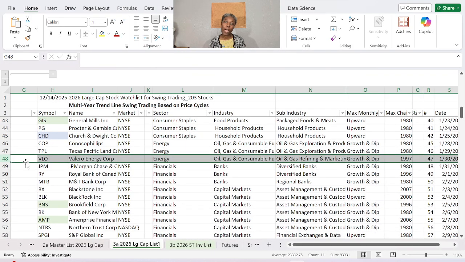And from there, I will analyze at the end of every year to see which ones of that master list I like to pull to make my watch list of the year that I will swing trade from.